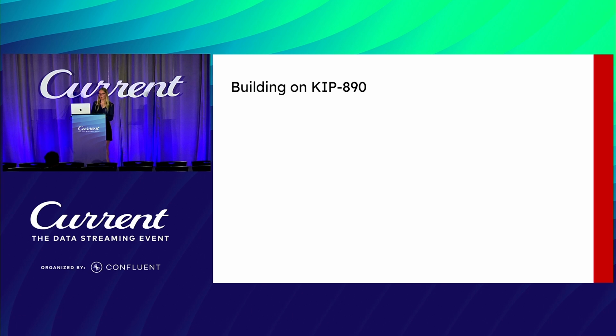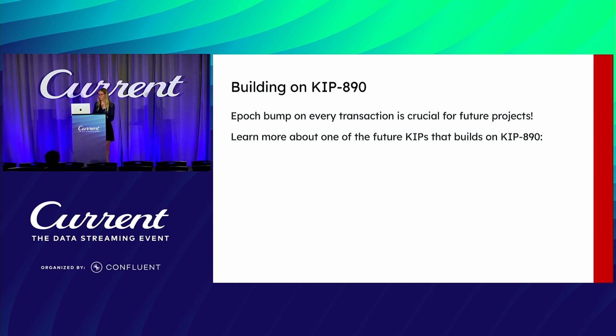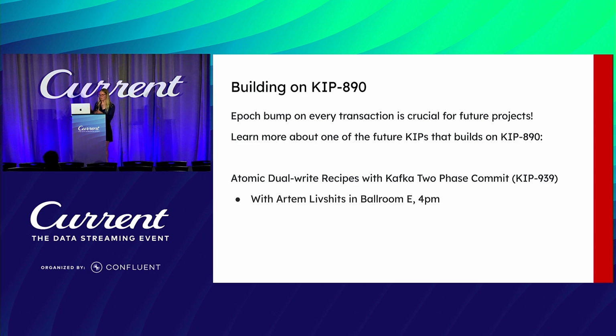Okay, so I want to talk about a few future-looking plans. There are some KIPs in the works and some other ideas that build upon KIP-890. Specifically, the epoch bump on every transaction is really important for some of the future projects. And one of those future projects is atomic dual writes with Kafka two-phase commit, KIP-939. And Artem, he's actually here. Hi, Artem. He'll be speaking about that tomorrow in Ballroom E, which is this room, at 4 p.m. So if you want to learn more about that, I recommend you come back and listen to his talk.